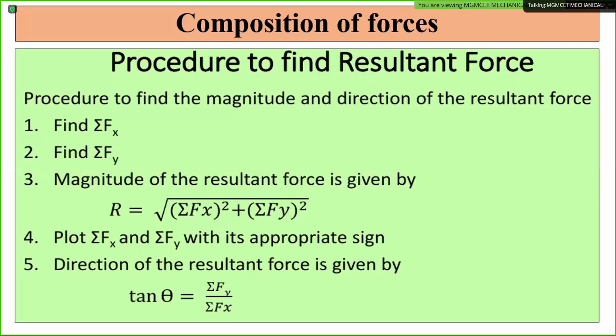Then we are adding it. We are adding all the x components, so we get one force. Again, we add the y components, and we get one more force. So again the system is reduced to two different forces. One is summation of fx, the second is summation of fy. Then the magnitude of the resultant force is given by the equation R equals the square root of summation of f of x square plus summation of f of y square. So we have got the magnitude R.